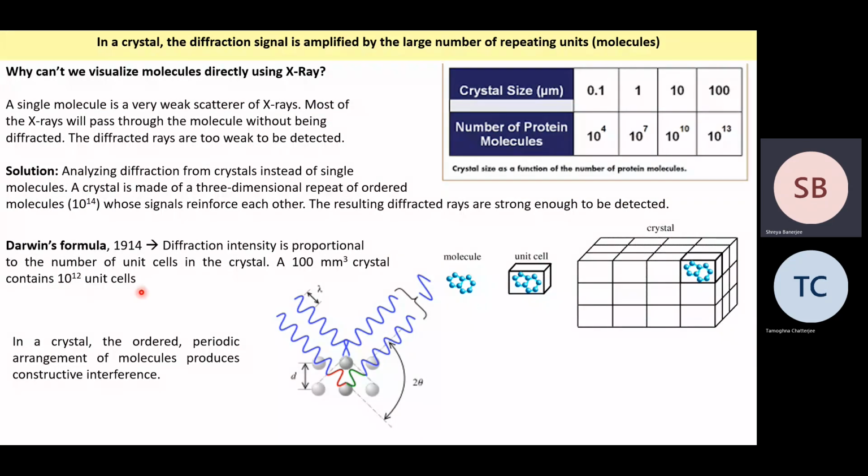So I was just recapping the previous class, where I was saying that a single molecule is not enough to visualize X-rays. When there is a crystal, there is an ordered periodic arrangement of molecules. And so each of the diffracted X-ray beams have constructive interference, and the overall amplitude of the final diffracted beam increases. That is, the intensity increases. And so from a crystal, the X-ray diffraction pattern is clear enough, whereas from a single molecule, it is very weak.